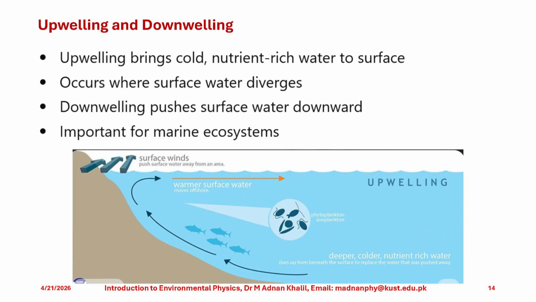Now, look at vertical motion. In the figure, surface water is moving away from the coast. This creates a gap, and deeper water rises to fill it. This is upwelling. This rising water is cold and rich in nutrients, which is why these regions are biologically productive.